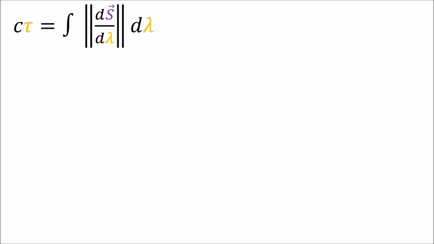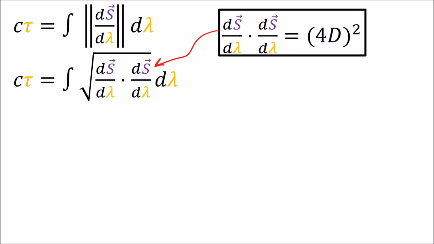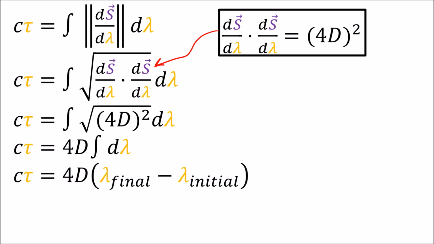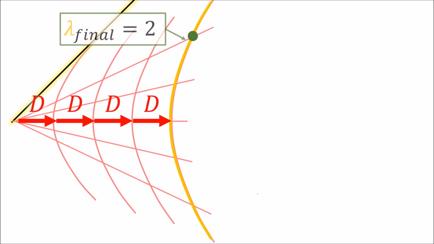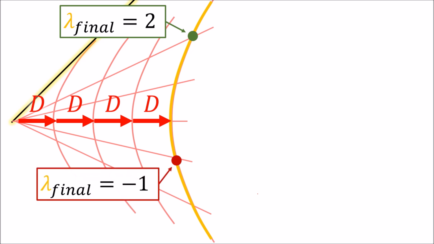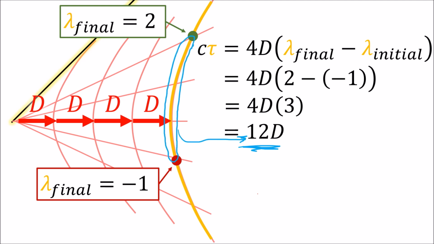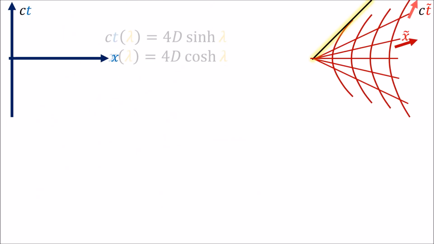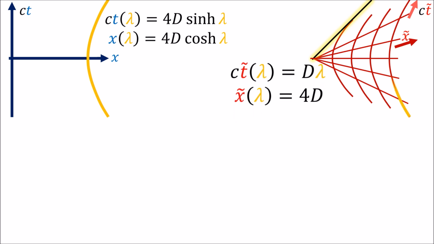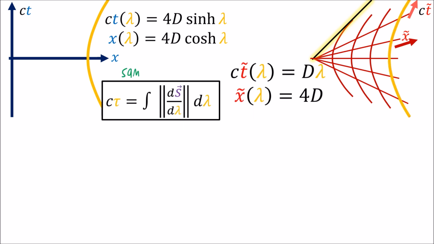This means that our formula for the proper time along our world line is the exact same as before. c times tau equals 4d times the final value of lambda minus the initial value of lambda. Again, if the final value of lambda is plus 2 and the initial value of lambda is negative 1, plugging this into our formula, we get that the total proper time, c times tau, along this segment of the curve is 12d. So we've shown that the proper time along a curve is the same whether we measure it in an inertial coordinate system or the non-inertial Rindler coordinate system.